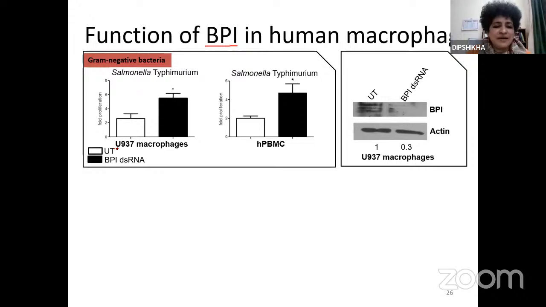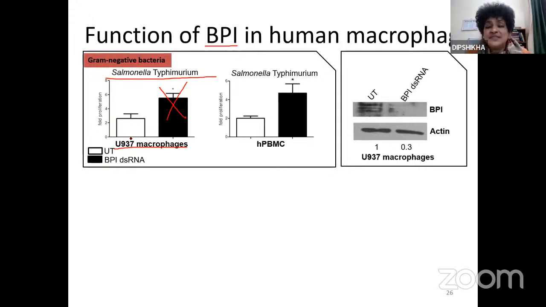Now you take these human macrophages, it is U937 macrophages, and either you don't do anything to them, or you want to knock off the BPI. You use this BPI double-stranded RNA to knock off the BPI production, because you want to show the role of BPI. The moment you knock off the BPI, you see that the Salmonella typhimurium can proliferate very nicely. What does this mean? That indeed the BPI, if it is produced in good amount, can take care of the bacteria.